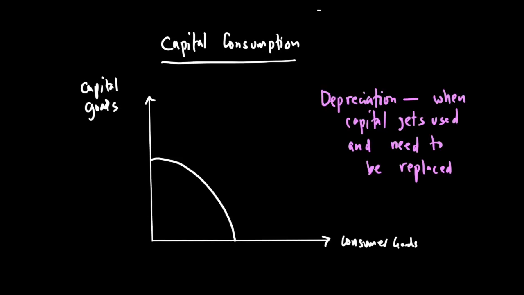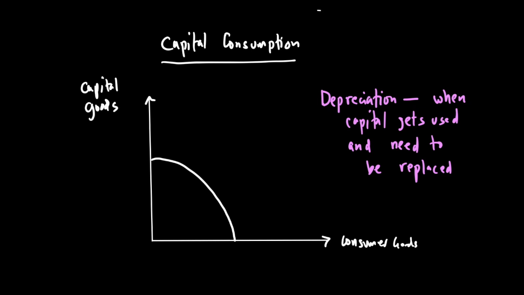Let's talk about depreciation or capital consumption. What is capital consumption or depreciation? Well, we define depreciation as when capital gets used and needs to be replaced. So if a country is using resources and in the process ends up depleting those resources, then the most important thing would be to replace them so that the capital stock, or the amount of capital goods that you have, stays the same. Because if the amount of capital goods stays the same, then your productive potential remains the same.